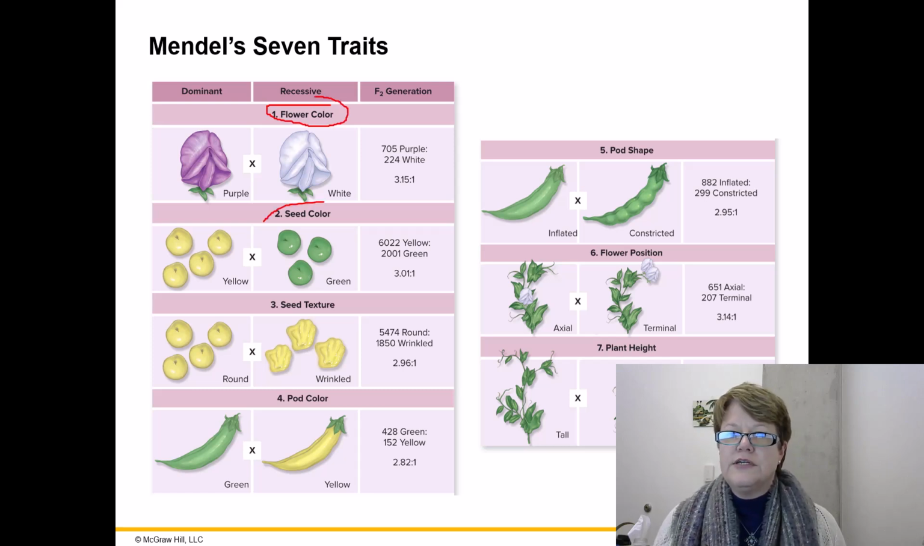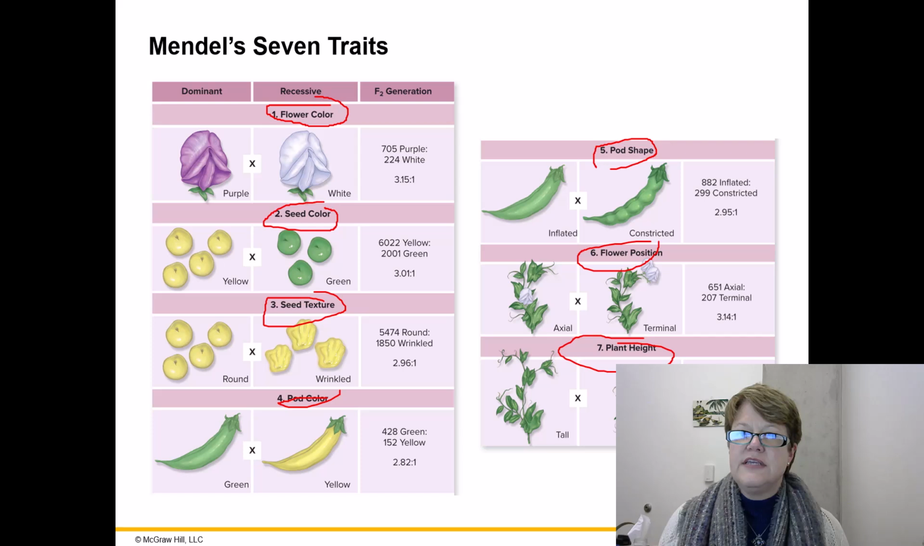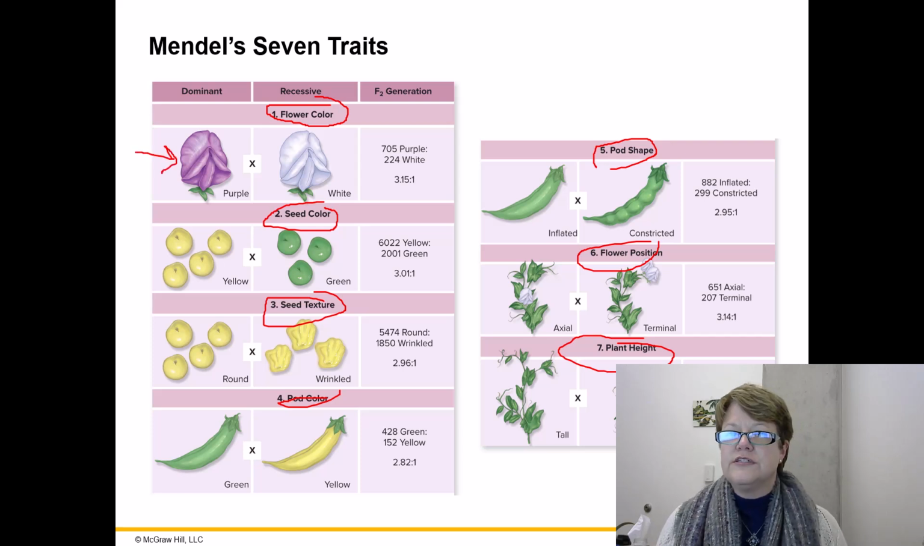Flower color was 1, seed color was 1, seed texture, pod color, pod shape, flower position, and plant height. That's 7. And then for each of the traits, he had 2 versions, 2 alleles.